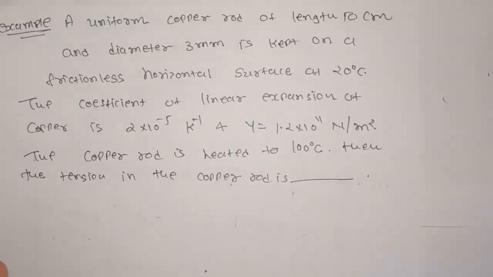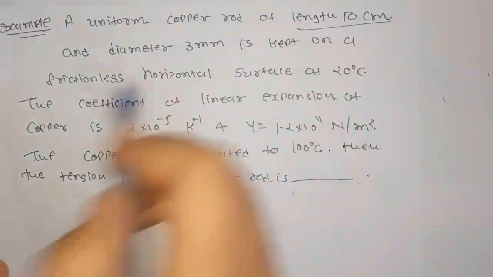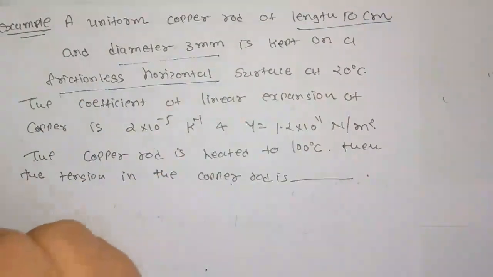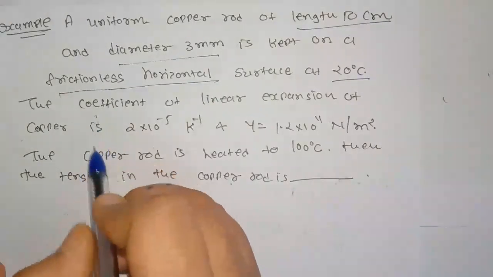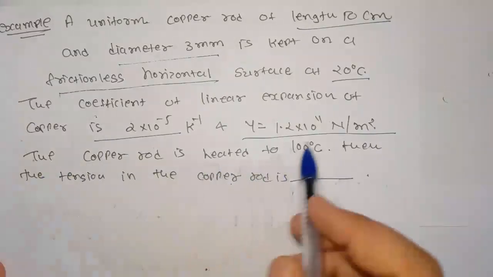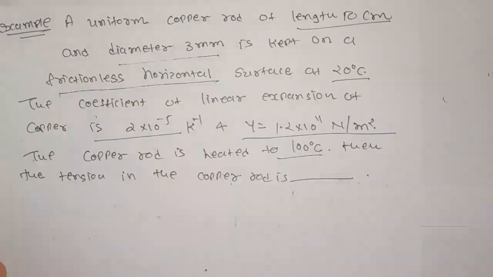In this example, a uniform copper rod of length 50 cm and diameter 3 mm is kept on a frictionless horizontal surface at 20 degrees Celsius. The coefficient of linear expansion of copper is 2 into 10 power minus 5 Kelvin inverse. The Young's modulus is 1.2 into 10 power 11 Newton per meter square. Now the copper rod is heated to 100 degrees Celsius. We want to find the tension in the copper rod.